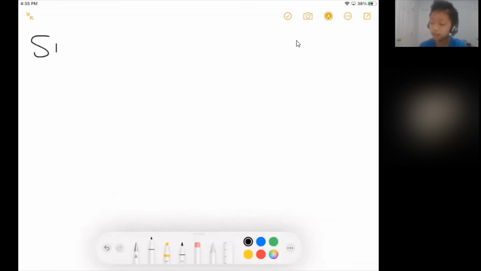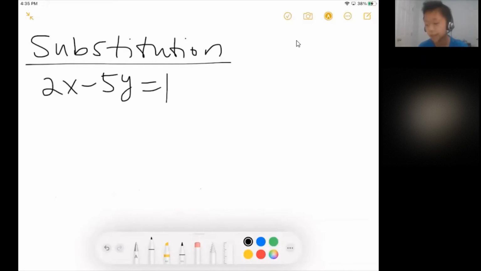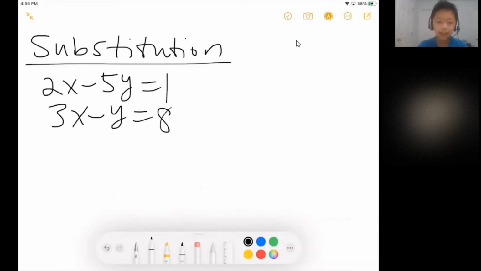So basically, substitution is like if you have a system, for example 2x minus 5y equals 1, and you have a system of equations, and you have like 3x minus y equals 8. The idea in substitution is you want to focus on one variable, and you express it in terms of the other variable, and you substitute it into the other equation. I think it will make more sense if I use an example.